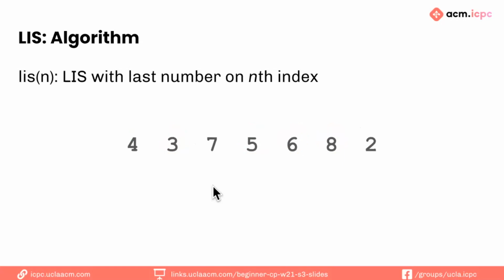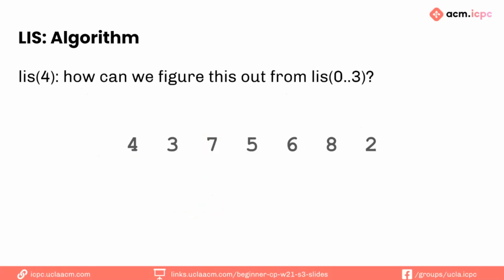Let's look at this and see how it would work. For example, LIS of 2 is 2. You could have 3 and 7 or 4 and 7, but LIS of 2 represents the longest increasing subsequence that ends on the 2nd index, which is the 7, because we start at 0, then 1, and 2. Great, that's an example.